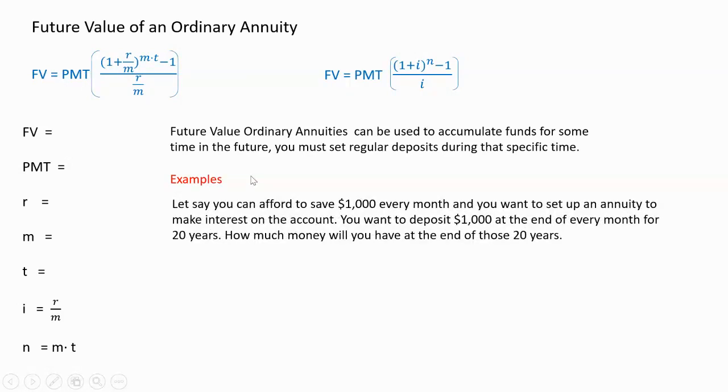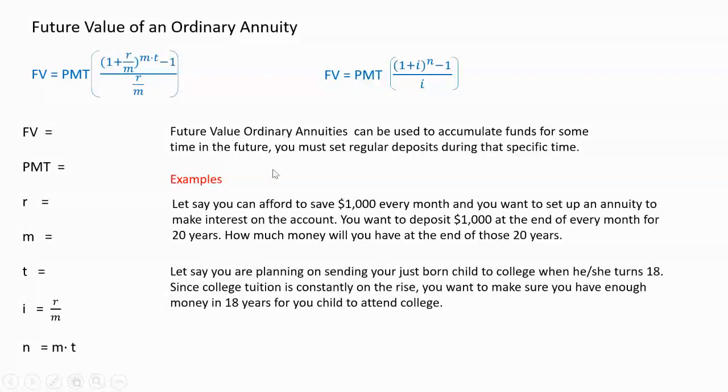Here's an example. Let's say you can afford to save $1,000 every month and you want to set up an annuity to make interest on the account. You want to deposit $1,000 at the end of every month for 20 years. How much money will you have at the end of those 20 years?